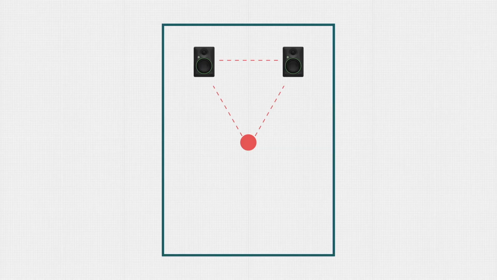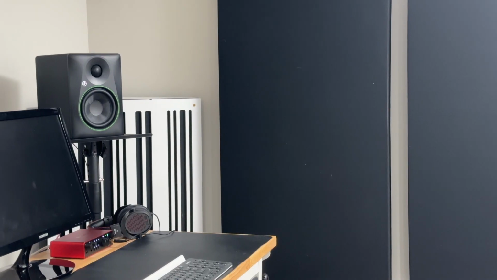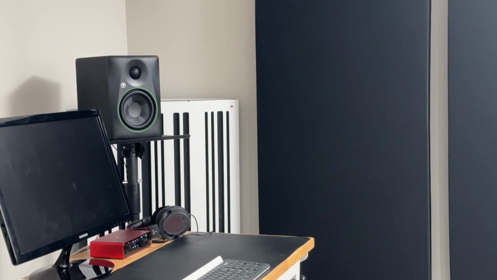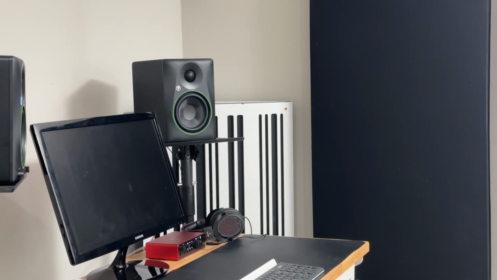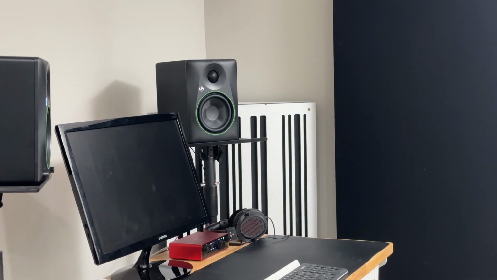A final placement tip is to aim for an equilateral triangle between each monitor and the listening position, where the distance between the listener and each monitor is equal to the distance between the monitors. This setup not only optimizes the stereo image to be wide enough without being too wide, but it also ensures that each monitor is equally spaced from the listening position. And this is very, very important. If the left speaker and right speaker are different distances from the listener, it can cause problems including stereo image distortion and phase interference, just to name a few.